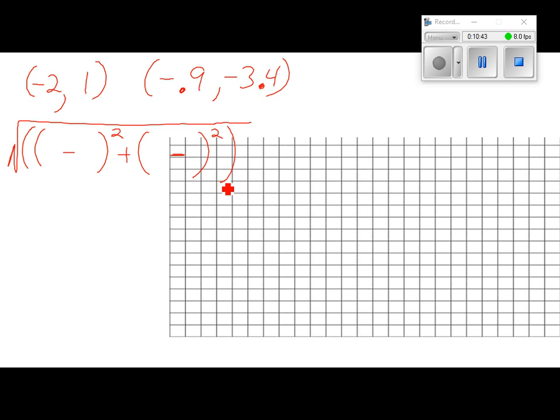What's our x coordinates this time? Negative 2 and negative 0.9. What's our y coordinates? 1 and negative 3.4. Plug all that into your calculator just like that. While I get my calculator. Wait, is that negative 0.9? Yep. I'm going to plug it all into my calculator just like that. The answer I get should be the same as the answer you get.